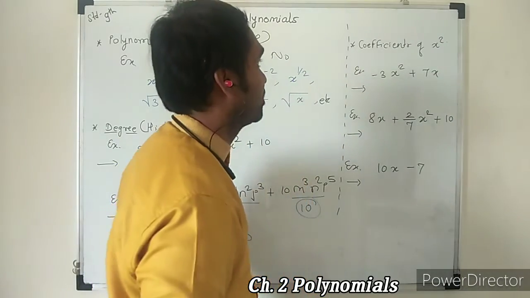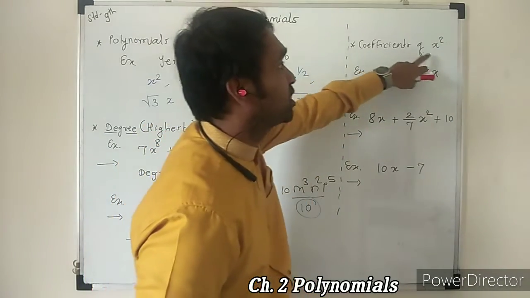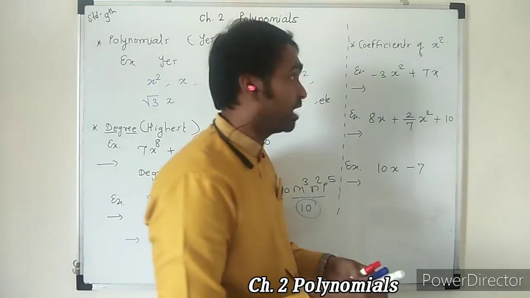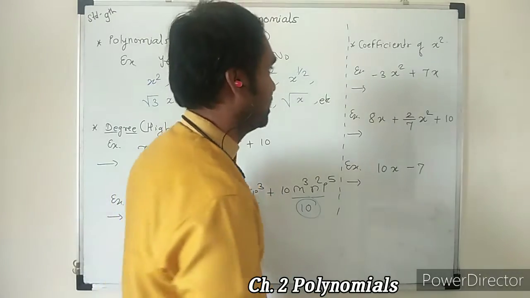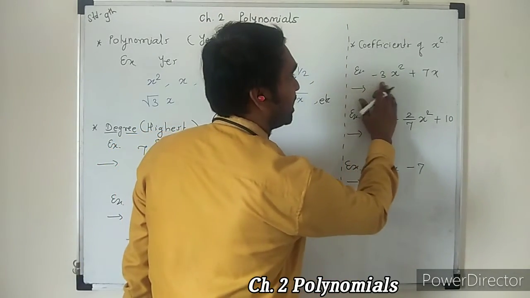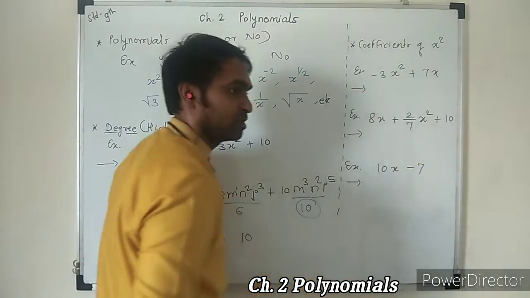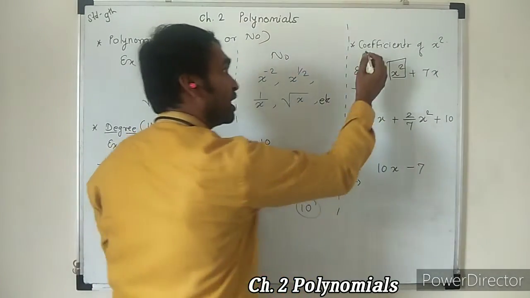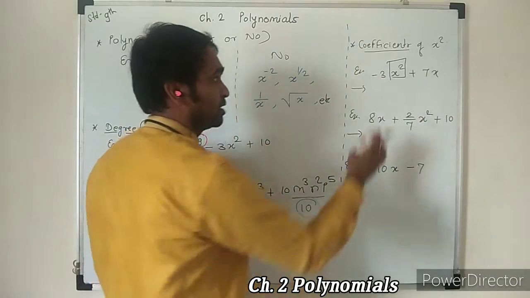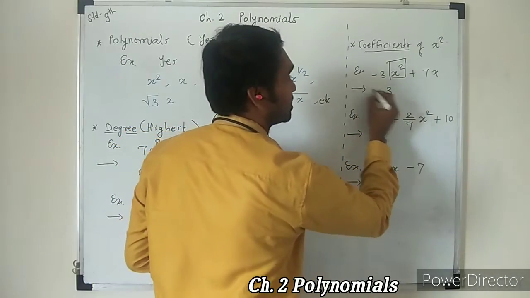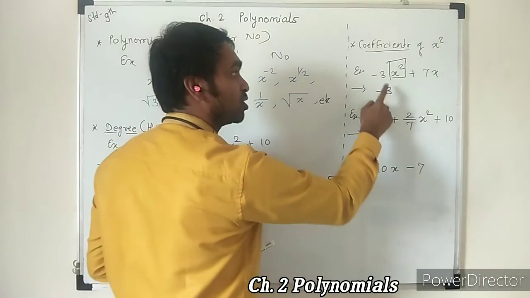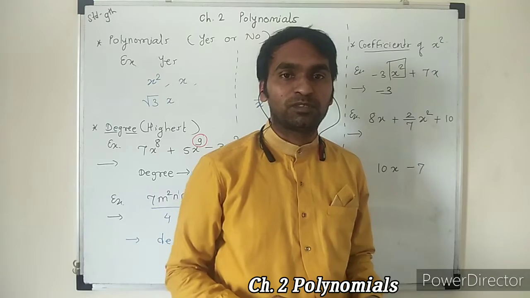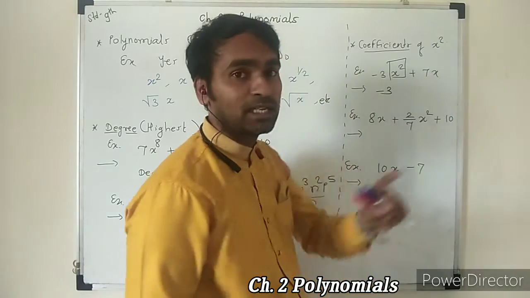Next one more point: coefficients of x squared or x, this type of questions. In that you have to write only the coefficient. See example: minus 3x squared plus 7x. So here where is x squared? This one, right? So you have to write the coefficient of x squared. What is the coefficient? Minus 3. Signs also you have to write. If it is positive, don't write the positive symbol, but if negative, you write it.